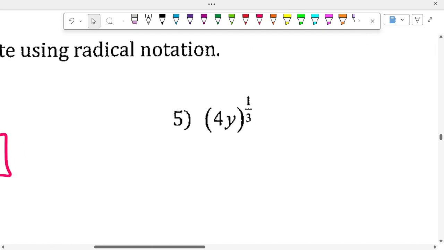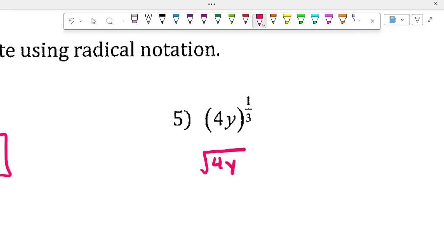What about this one? Someone besides Bella. So is that 1/3 connected to both or just one? Both. So that means they're both going to be under the radical. What type of radical will this be?